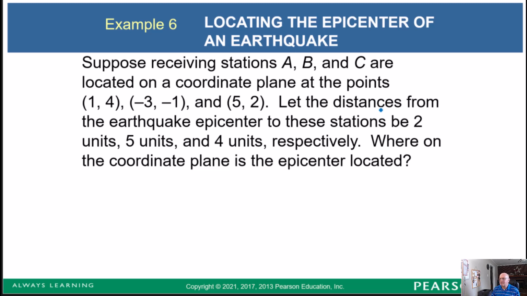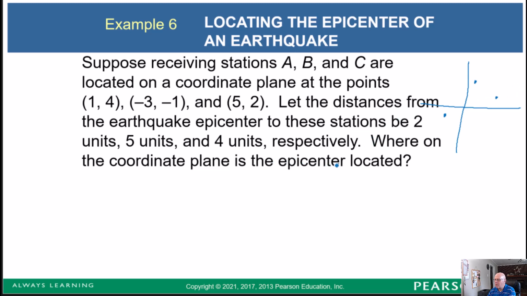Okay, we're going to wrap this up a bit with talking about an earthquake. Now it says, suppose receiving stations A, B, and C are located on the coordinate plane. So, first thing you might want to do is find out what these look like. So I'm going to rough this in. 1, 4 might be something like this. -3, -1, something like that. And 5, 2, something like this.